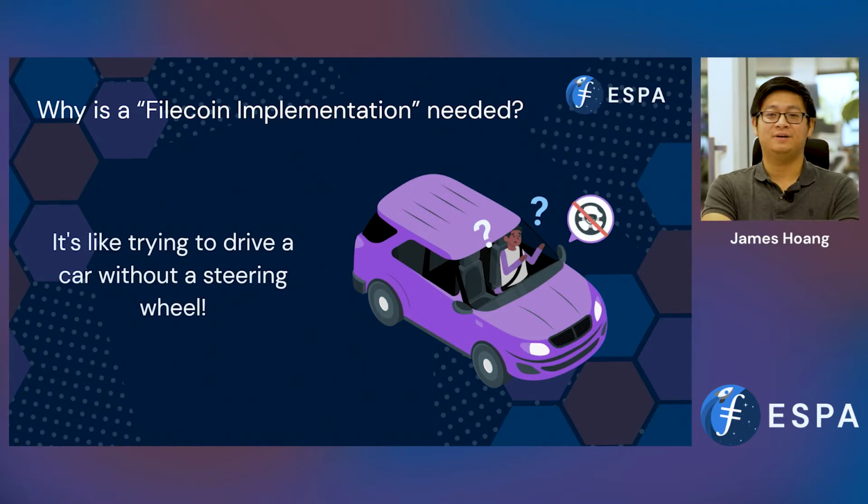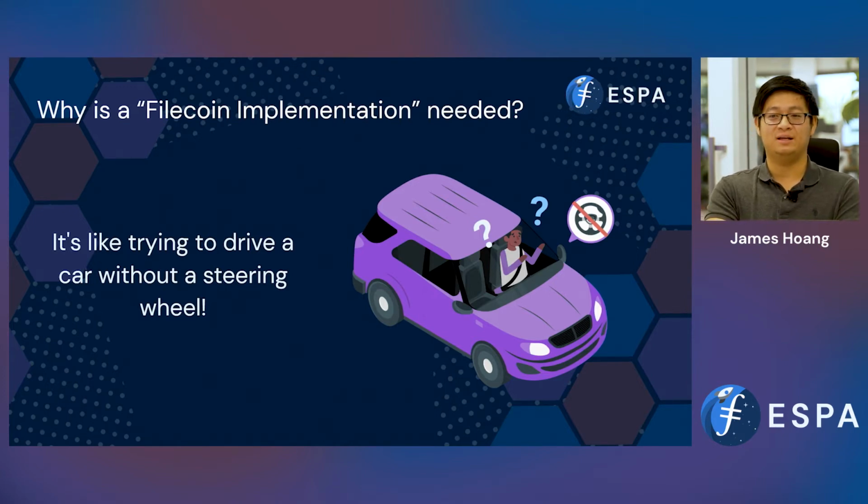So let's start off with why a Filecoin implementation is even needed in the first place. Imagine trying to drive a car without a steering wheel. You know where you're going, and you can see where you are going, but you have no control over it. A Filecoin implementation is like the steering wheel to your storage node. You can use some commands to see your sealing progress and other commands to manage it. This is how a Filecoin implementation can get you to your destination.